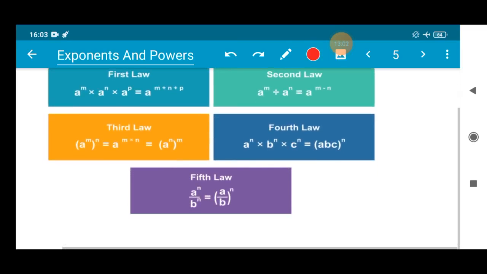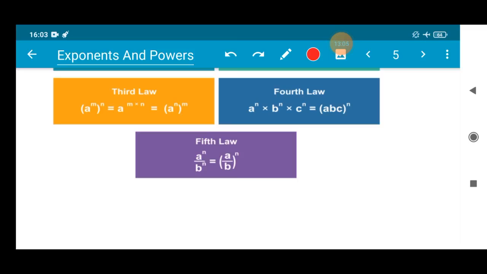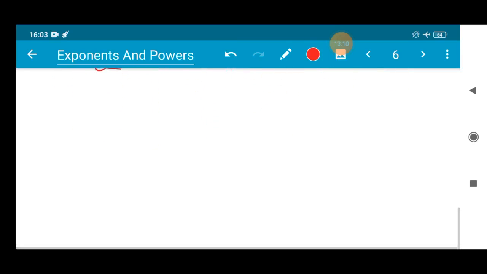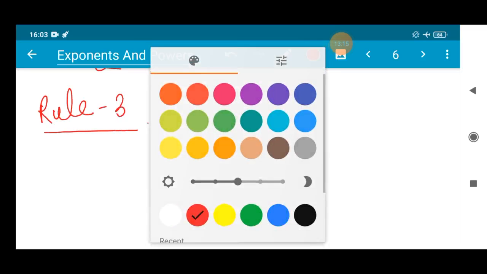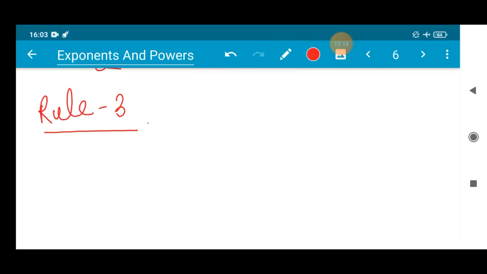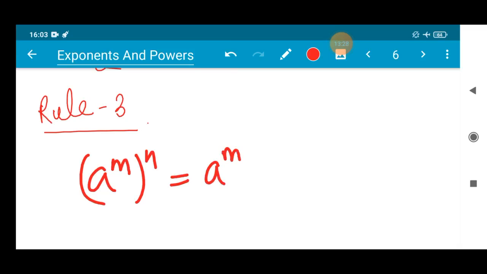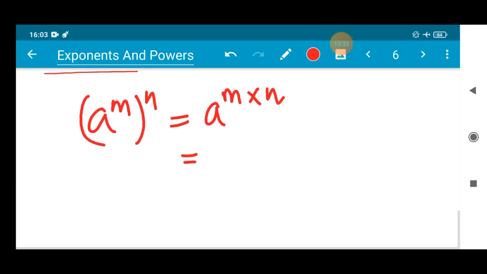Okay, so this is the thing. Alright, now let's proceed to the third rule. The third rule states that whenever you have power on power, we are doing rule number 3 or law number 3. Law or rule number 3 states that whenever you have power over power, then at that time the powers should be multiplied. That is m into n should be done. Okay, don't worry about such cases. Suppose I'll show you the example. 2 cube to the power 2, if you have. You may have such conditions also.